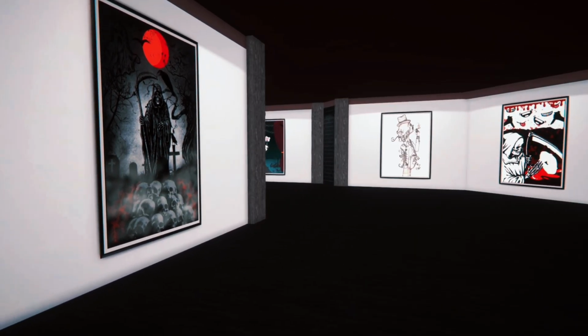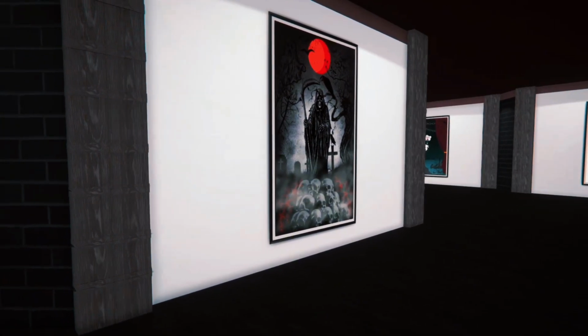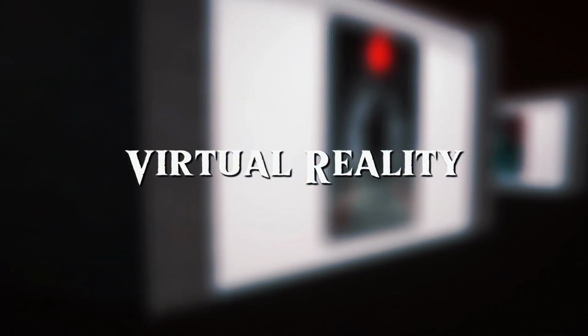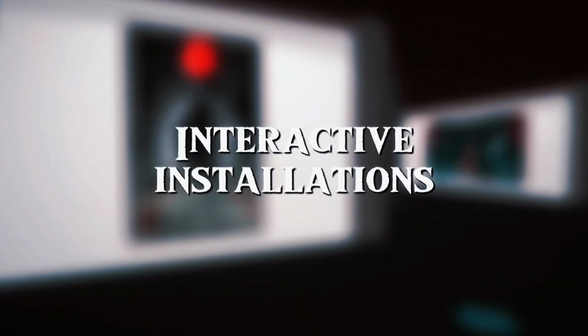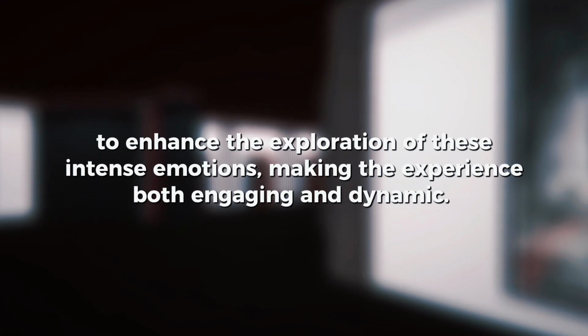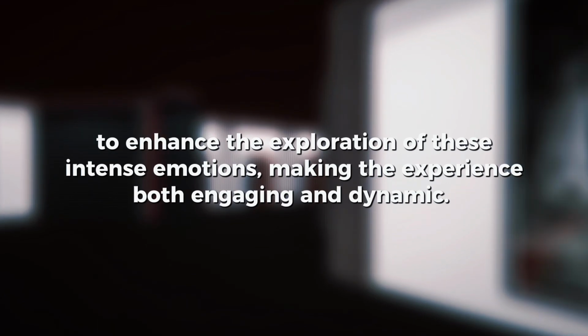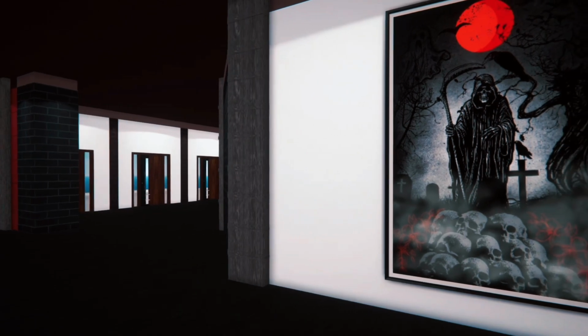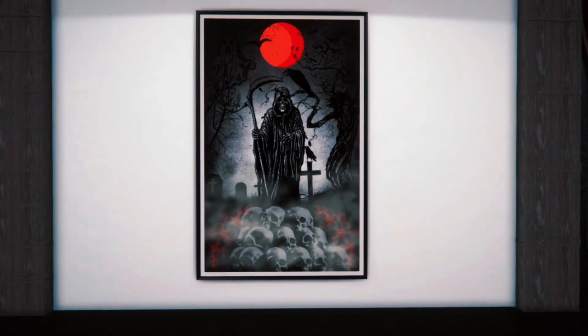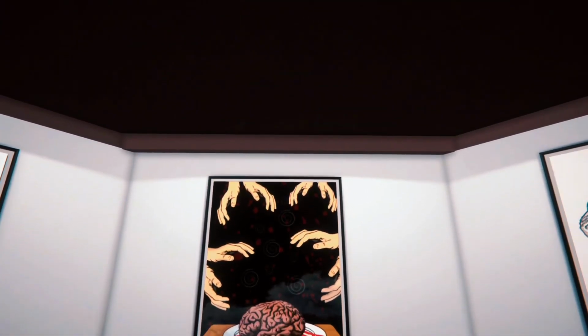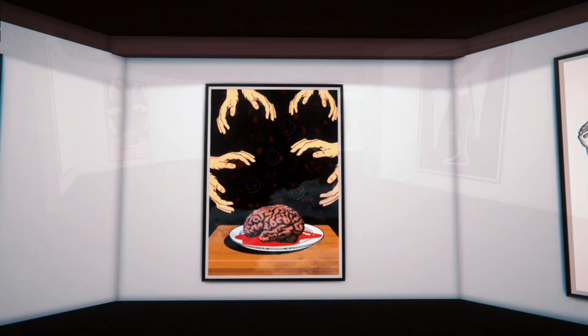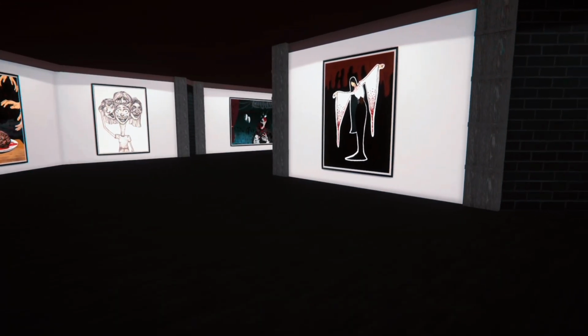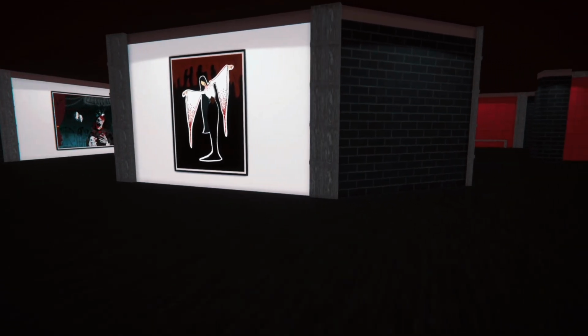Their exhibit employs cutting-edge technology such as virtual reality, augmented reality, and interactive installations to enhance the exploration of these intense emotions, making the experience both engaging and dynamic. Within their virtual space, visitors can find designated areas to pause, reflect, and process their emotions, fostering a therapeutic and calming environment amidst the eerie and unsettling themes of their exhibit.